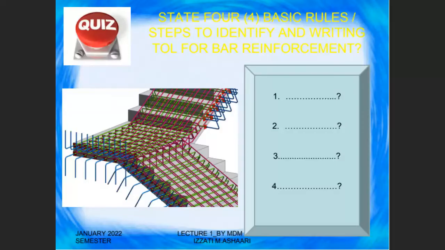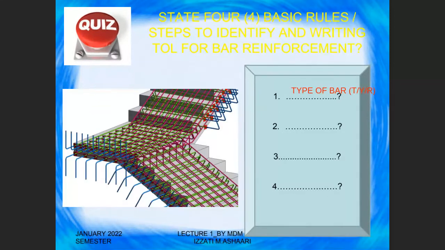Okay, let's go to the rule of writing the description and how you want to identify the item. So if I ask you to state 4 basic rules in writing the description for the bar reinforcement, what will be the first one? The first one will be the type of the bar, either T or Y or R: high tensile, mild steel, or deformed high tensile.